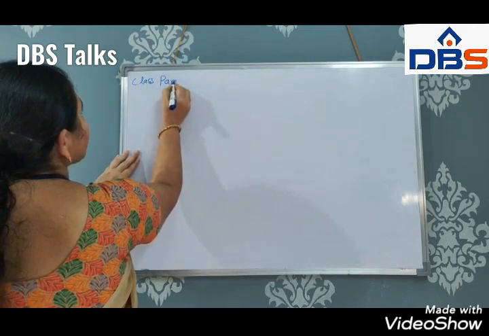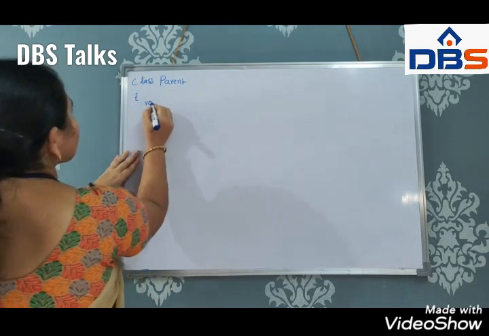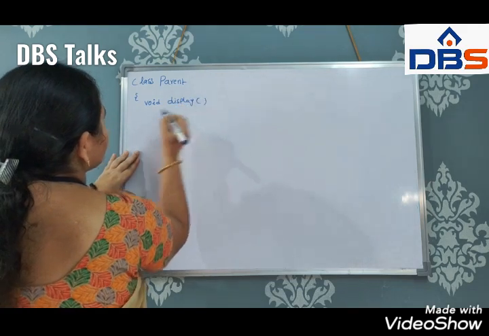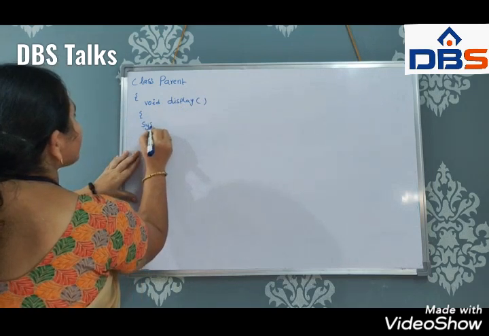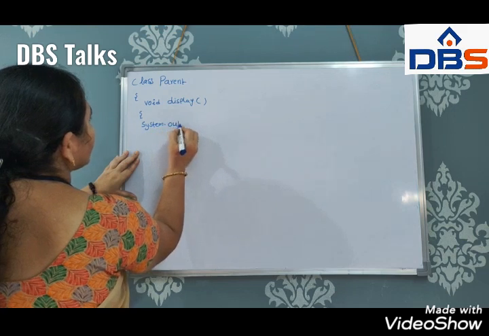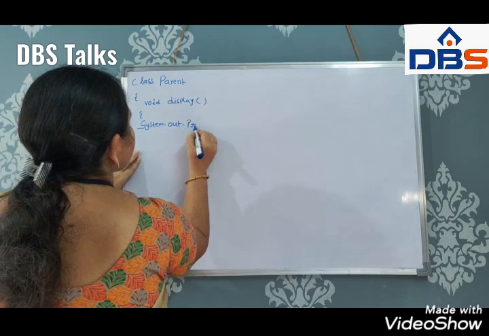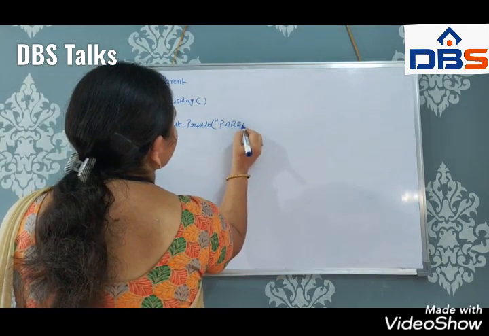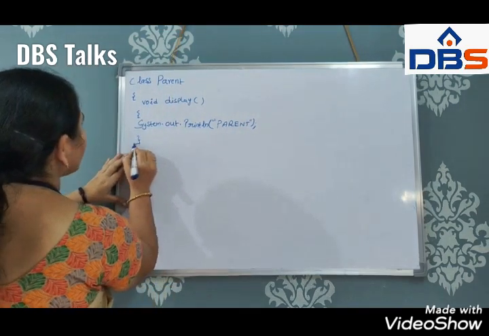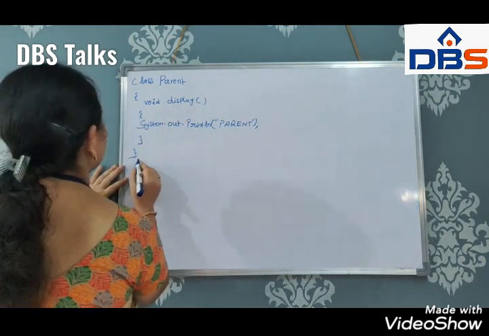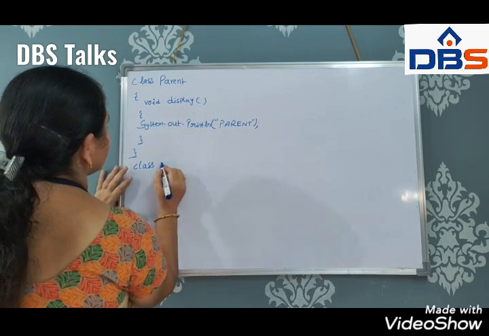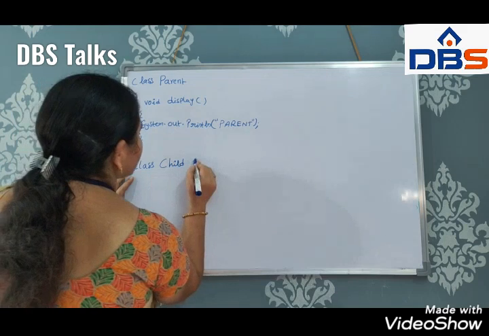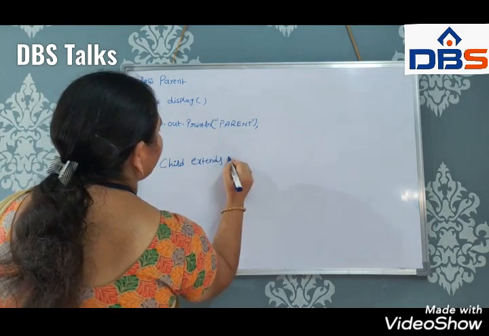Class parent. void, method name is display, void display, system dot out dot println. This is parent. Then I will close this class. Then I will extend another class. Class child extends from parent.